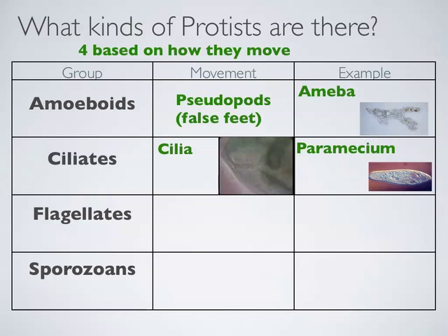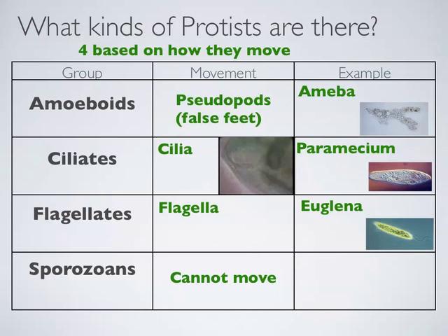Then we have flagellates. Flagellates move with a flagellum. You know what a flagellum is? It's a tail, a whip-like tail is how we often describe it. The one we're going to look at that's a flagellate is euglena. You can see here's a euglena, and you can see the flagellum at the end, a tail that moves it through the water.